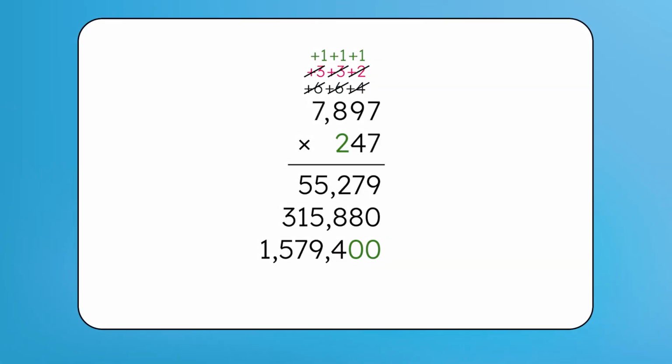After multiplying 2 times each digit in 7,897 and adding all 3 partial products, we get 1,950,559. Excellent work! Now for our challenge. Complete it, and the multi-digit multiplication badge is yours.